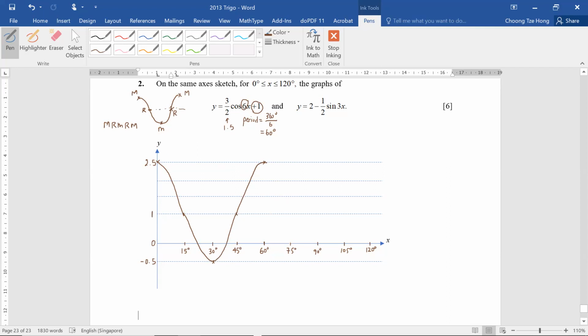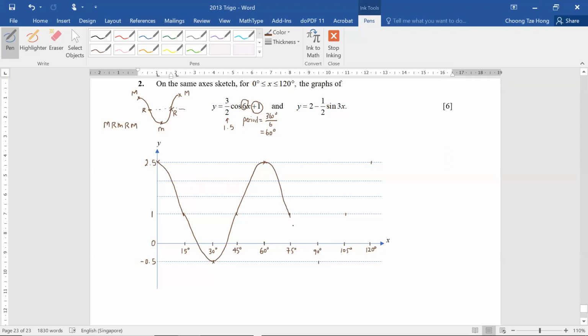After the maximum, at 75 it goes back to rest. Then at 90 it goes to the minimum, 105 goes back to rest, and then at 120 it goes back to the next maximum. So let's continue the sketch.